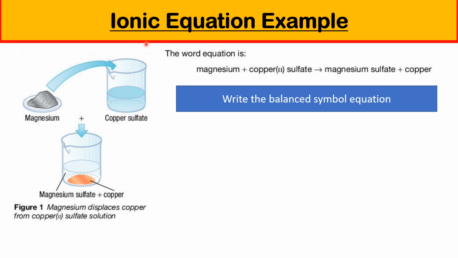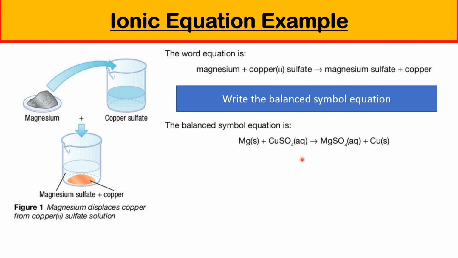Now let's see an example of writing the ionic equation. Suppose you are given the word equation: magnesium plus copper sulfate gives magnesium sulfate plus copper. First of all, you need to write down the balanced symbol equation. Magnesium will be written as Mg, copper sulfate as CuSO4, magnesium sulfate as MgSO4, and copper as Cu. Now we have to see if it is balanced or not. In this case, it is already balanced.